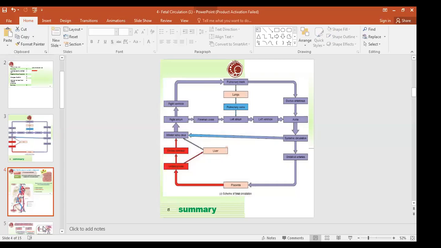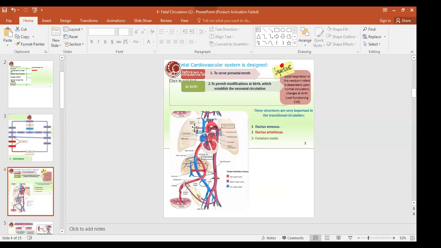Now, here, you see the fetal cardiovascular system is designed before birth.